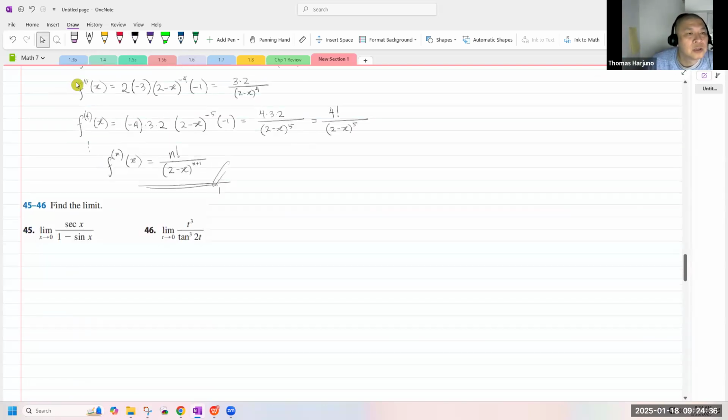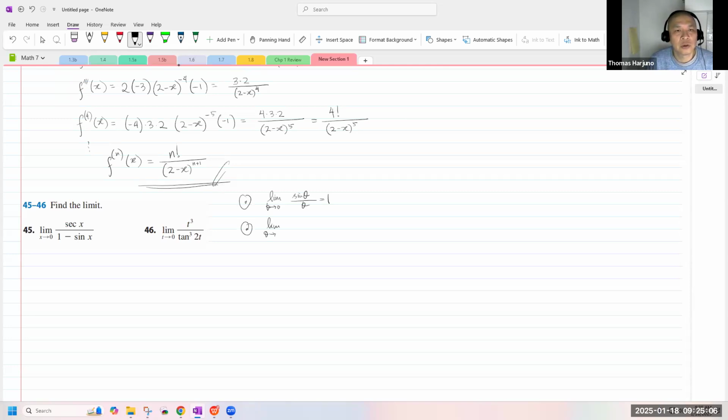Number 45 and 46, find the limit. I think we will use the two special limits we learned in, is it 2.4? Maybe 2.4 or 2.5, I don't remember. The two special limits, just to remind ourselves: the limit as theta goes to 0 of sine theta over theta equals 1. Another one that we will use is the limit as theta goes to 0 of cosine theta minus 1 over theta equals 0. Is it right?